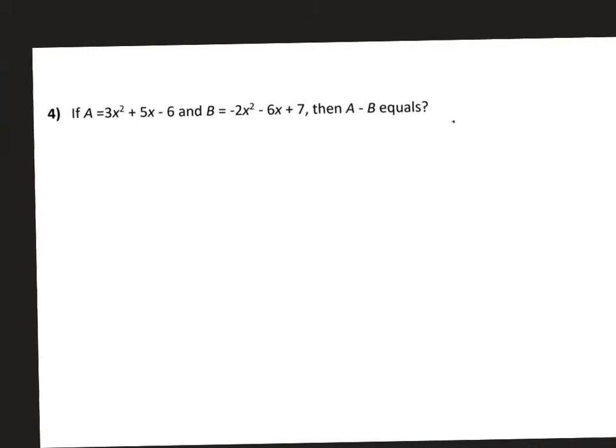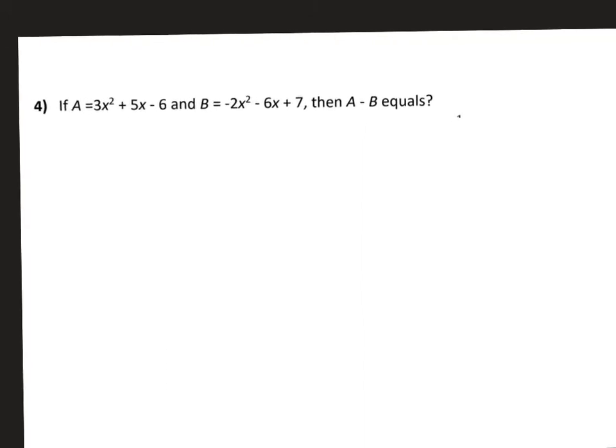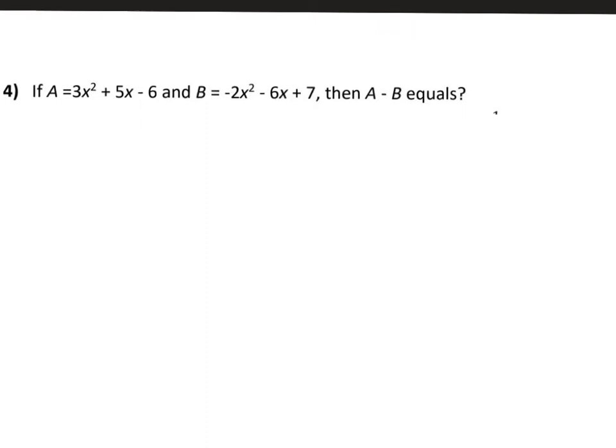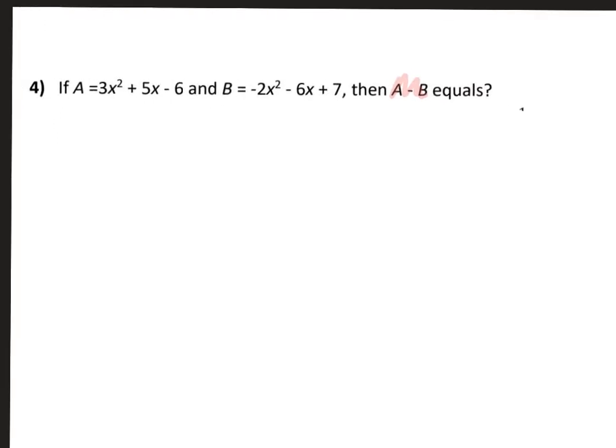Okay, so my expression says if a equals 3x squared plus 5x minus 6, and b equals negative 2x squared minus 6x plus 7, then a minus b equals, so I want to figure out what this expression is equivalent to, right? This expression over here. Now I know some things, right? I know what a equals. I know that a equals this expression, 3x squared plus 5x minus 6. I know that this expression b equals negative 2x squared minus 6x plus 7, right? And I want to figure out what this expression equals, so I'm actually going to just substitute those values in.